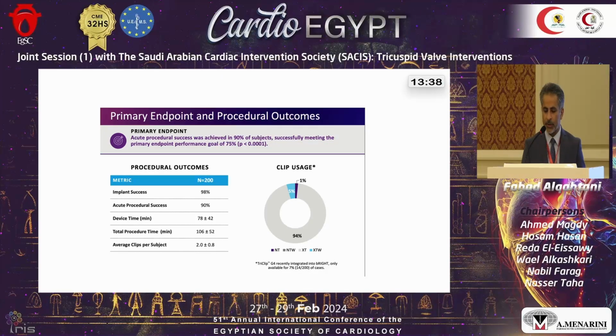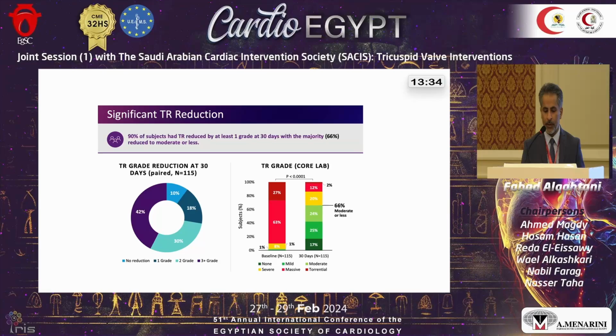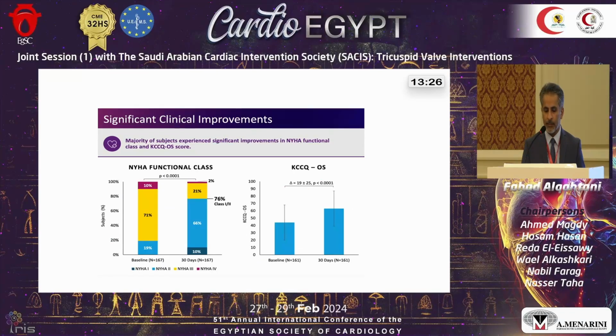Acute procedural success was achieved in 90% of the patients, successfully meeting the primary endpoint. 90% of subjects had TR reduced by at least 1 grade at 30 days, with the majority reduced to moderate or less. And the majority of subjects experienced significant improvement in New York Heart Association functional class and quality of life.